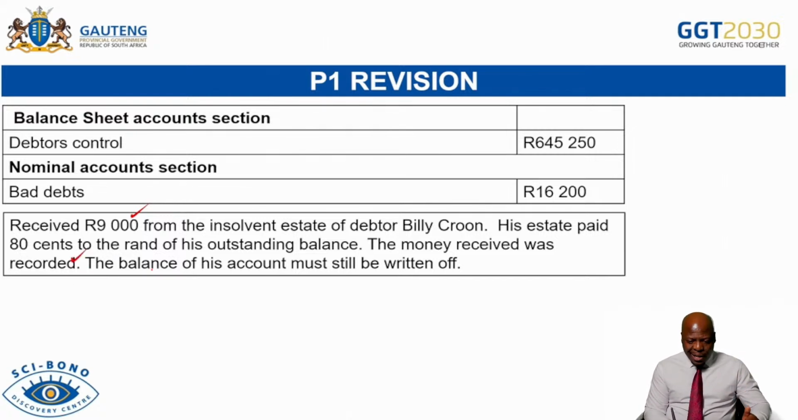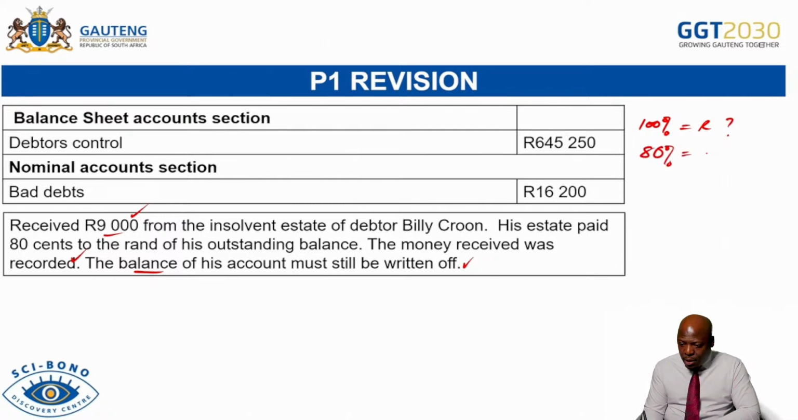Now, what we're focusing on is the balance of his account, which must be written off. Okay, let's see how we can do that adjustment. We have to understand that the entire debt was 100%. In rands, we don't know that amount, but we have received an amount of 9,000, whereby the estate has paid 80 cents. That is 80%. So 80% has been paid, and that is equivalent to 9,000.